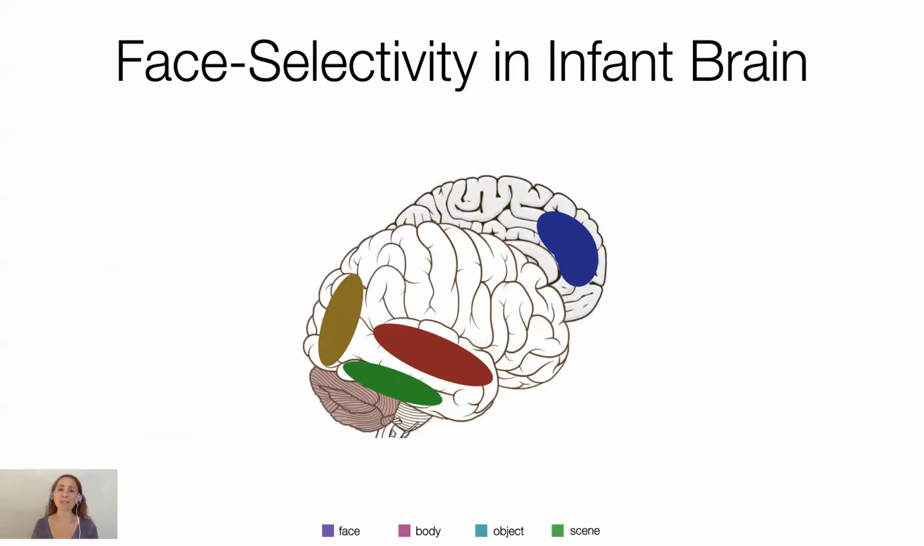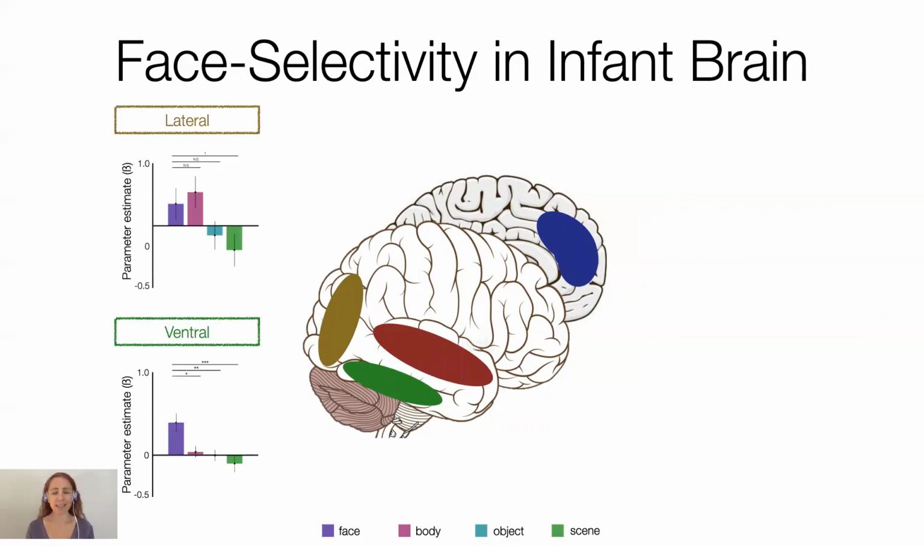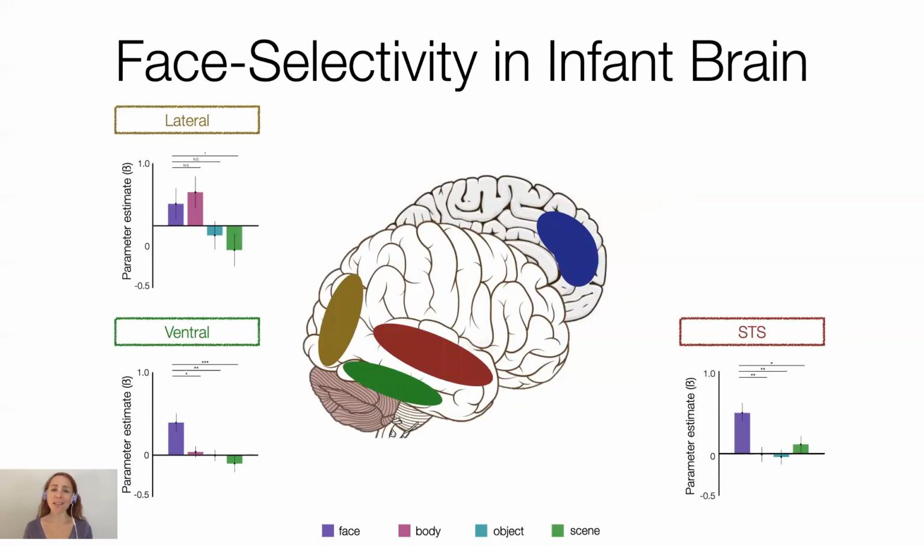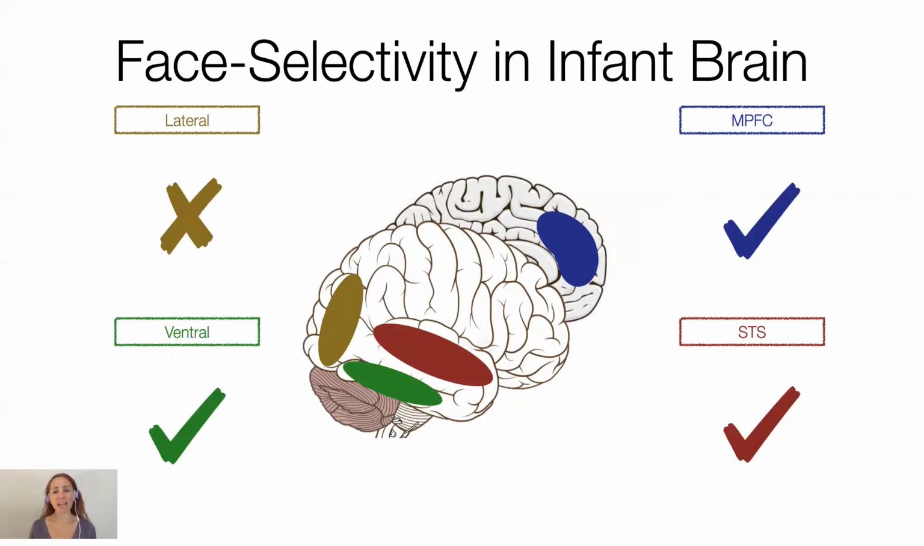All right, so far I've told you that we did not observe face selective responses in the lateral occipital cortex of 3 to 9 month old infants. But in the same group of infants, we found face selective responses in the ventral temporal cortex, the superior temporal sulcus, and medial prefrontal cortex. So in this group of infants, we found face selectivity in frontal regions of the infant brain at the same time in development as the more posterior face selective response in ventral temporal cortex.